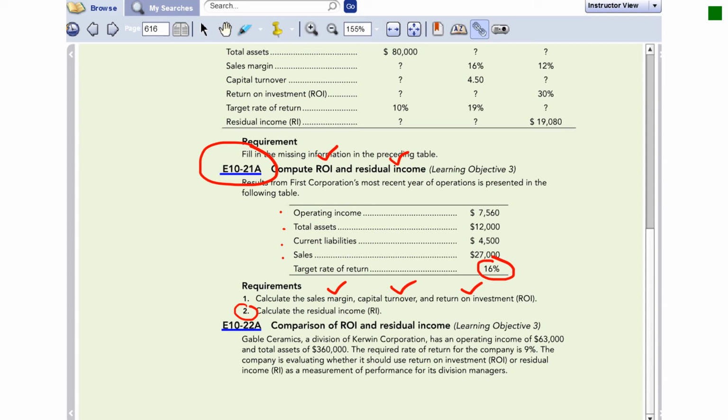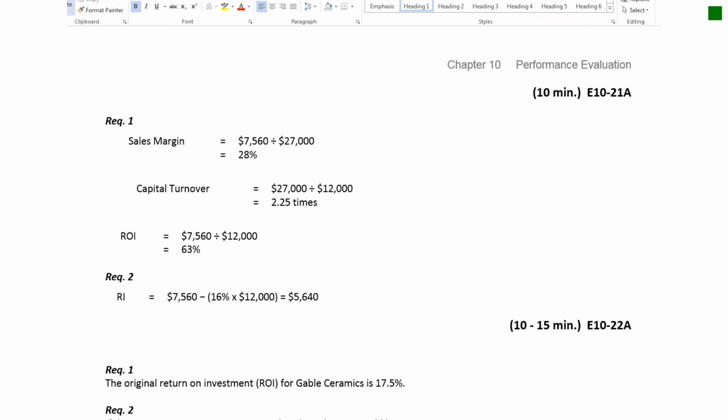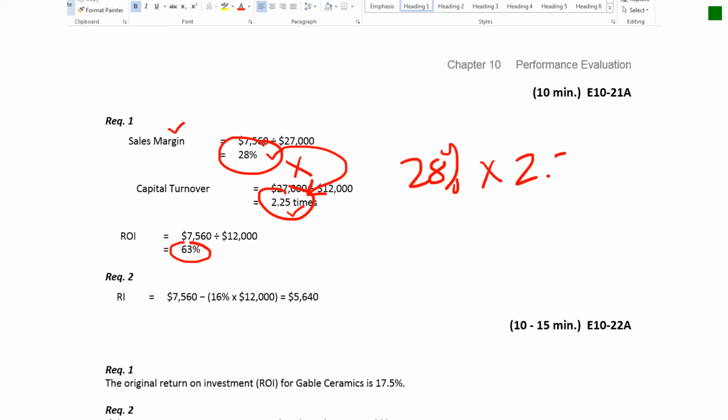So again, if you look at requirement part 1, to get your sales margin, you take operating income and divide by your sales. So you should get that right at 28%. For your capital turnover, it's your sales divided by total assets. So here's your 27,000 sales divided by your total assets of 12,000. You get 2.25. That's your capital turnover. And then ROI is simply your operating income divided by your total assets, which they got 63%. Or alternatively, you could just take the 28% and multiply that by the 2.25. That should also give you your ROI.